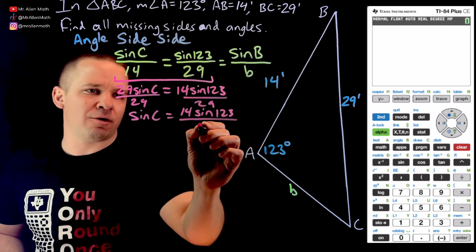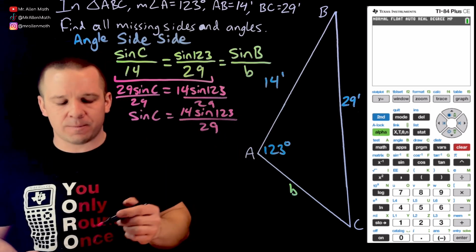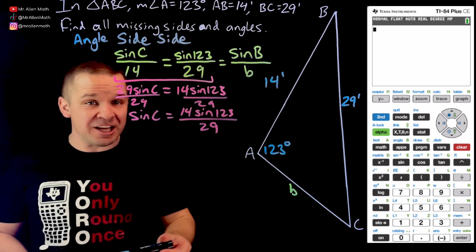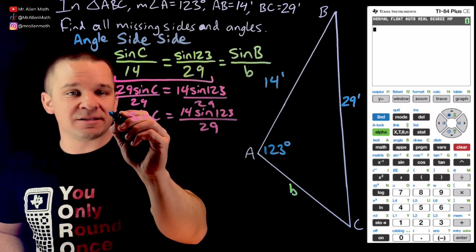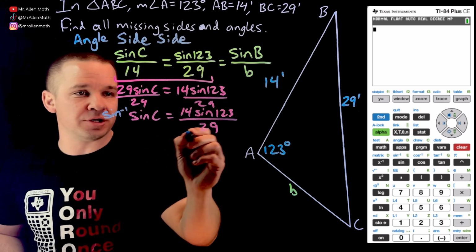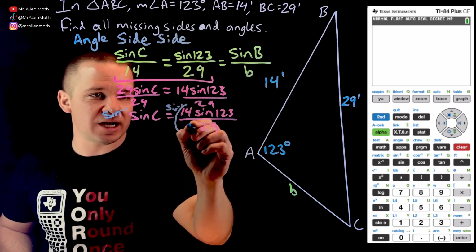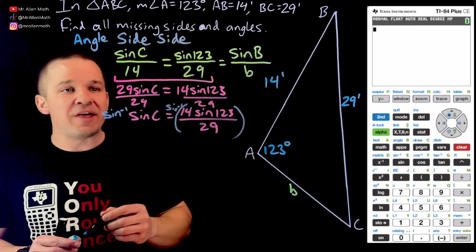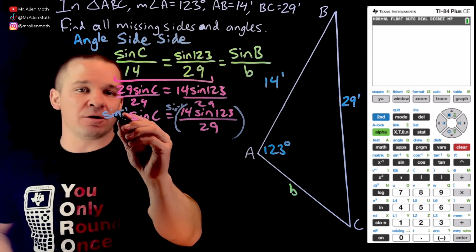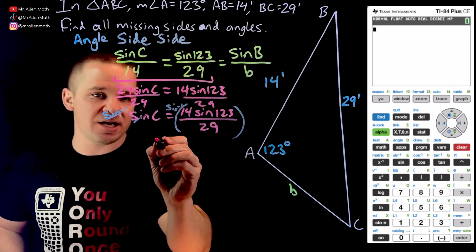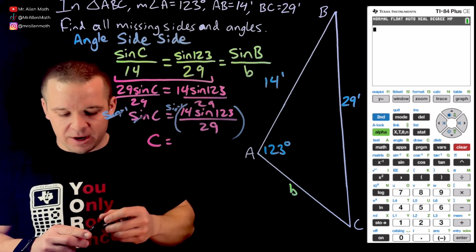How do I get C by itself? Well, there is what's called inverse trig, which undoes that trig function. If I take the sine inverse of both sides, the sine inverse of all that stuff, that will give me the measure of my angle, because the sine will be gone and I'll be left with just C. So I'll have C equals, let's type it in.